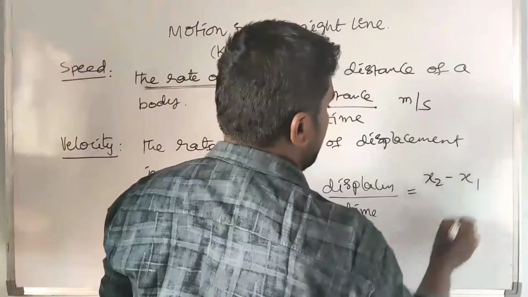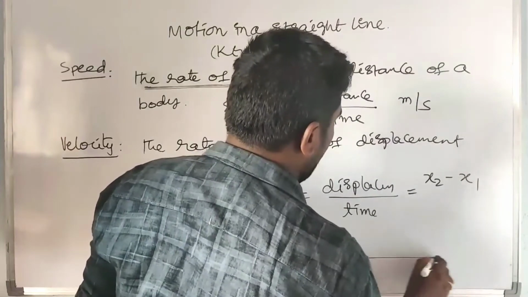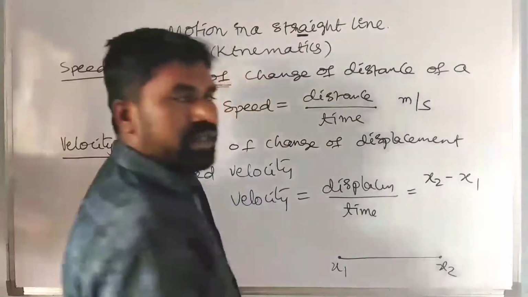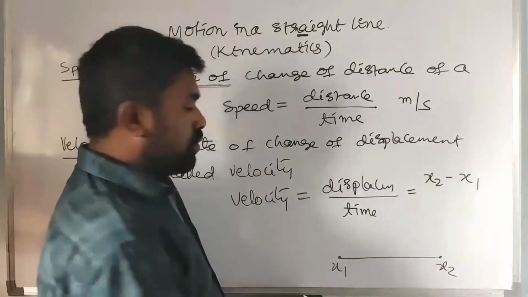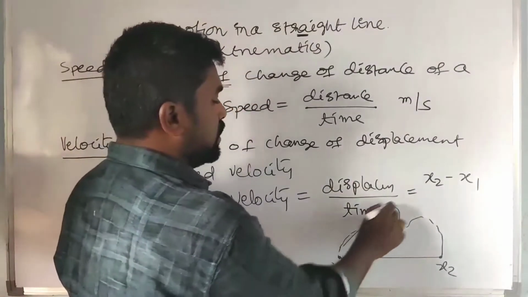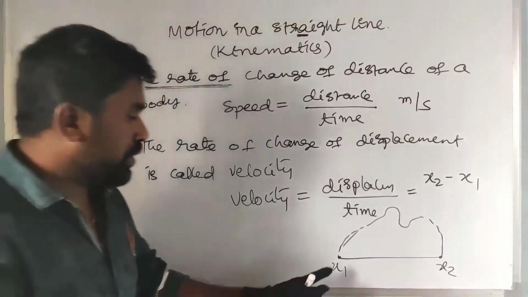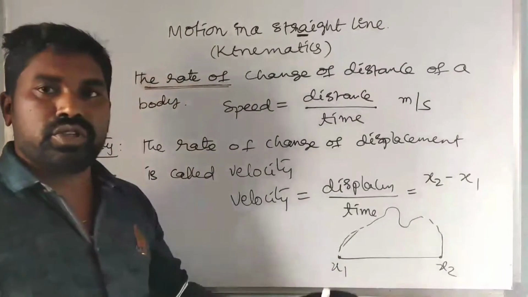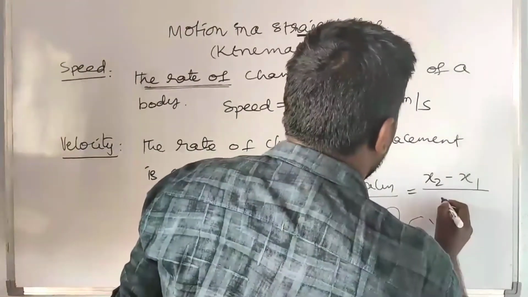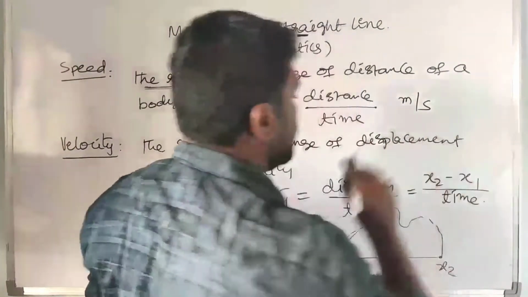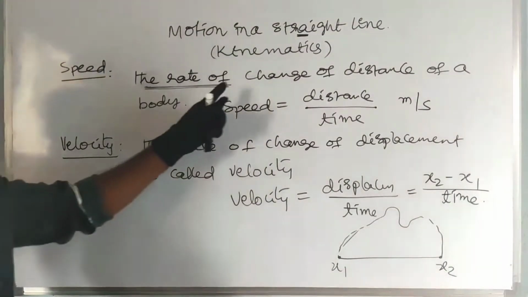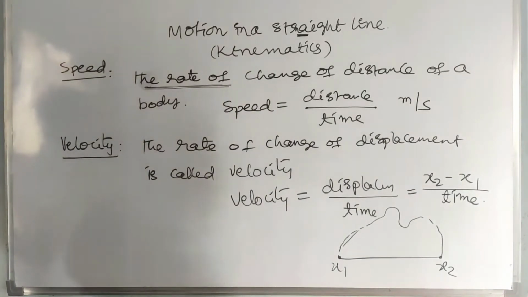It is x2 minus x1. For example, if your body is moving from x1 to x2, then the displacement is x2 minus x1, whatever the direction it took. Suppose your body moves in this direction, so this is the distance covered by the body. But we need to take only displacement, that is x2 minus x1, the difference between the positions, divided by time. This is the velocity. So velocity is the rate of change of displacement. Speed is the rate of change of distance. Okay, this is very important.